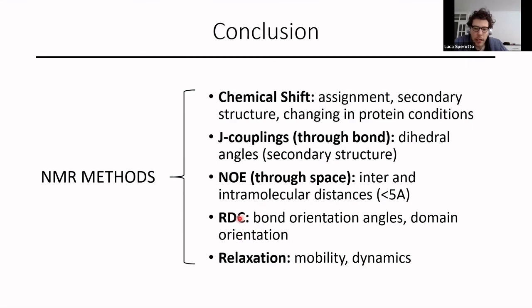Then we saw the RDCs, which are useful to understand more about the orientation of the different bonds or the angles of the different bonds, and then domain orientation. And the relaxation, with which you can directly detect the mobility and dynamics of our objects, but which can also be used in other experiments, for example, to detect the binding of small molecules, relying on the different relaxation properties of the different molecules.